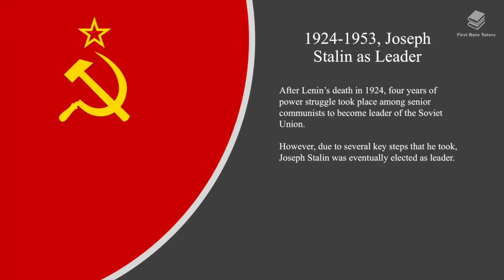1924 to 1953, Joseph Stalin as a leader. After Lenin's death in 1924, four years of power struggle took place among senior communists to become leader of the Soviet Union. However, due to several key steps that he took, Joseph Stalin was eventually elected as leader.